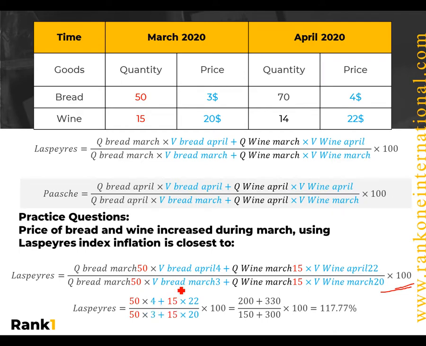times 4 plus 15 times 22, this is the equation. You will get 200 plus 330 divided by times 100 equals 117.77%.